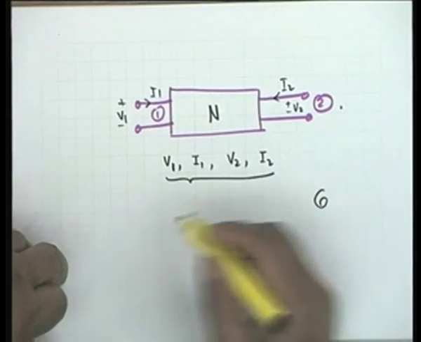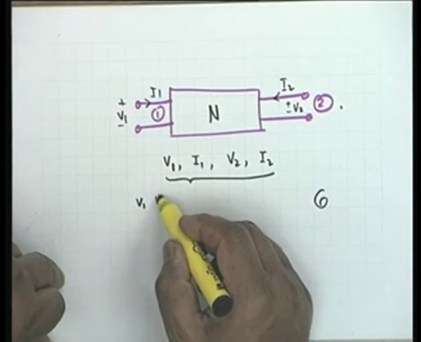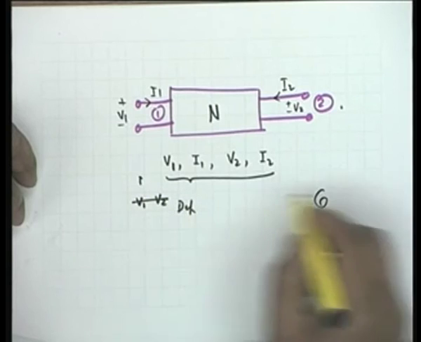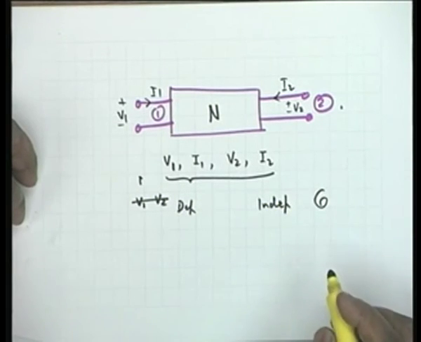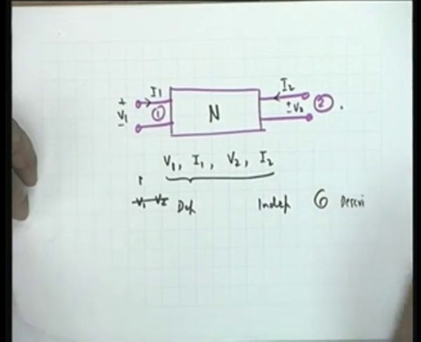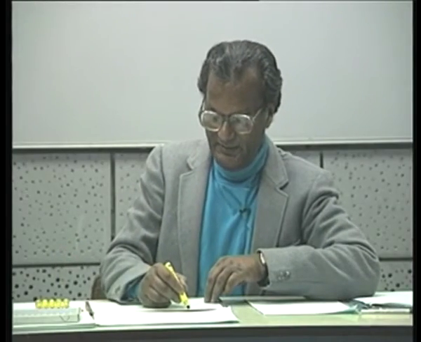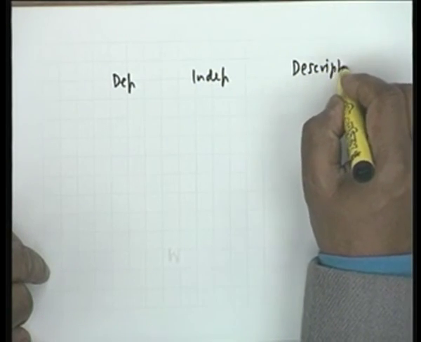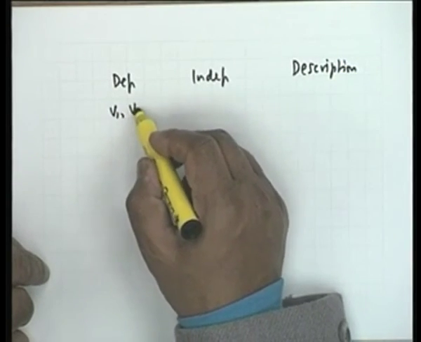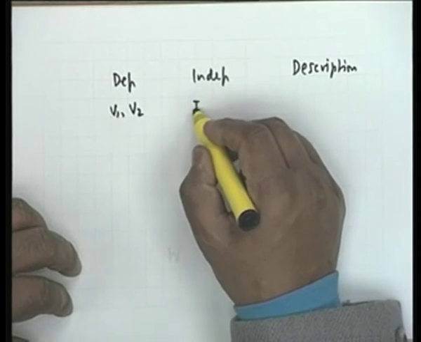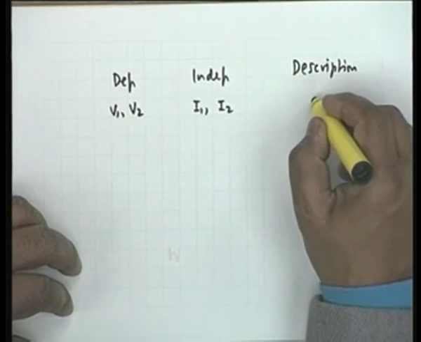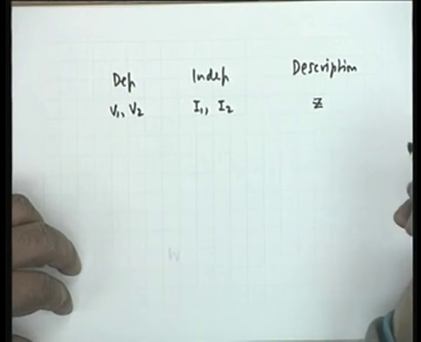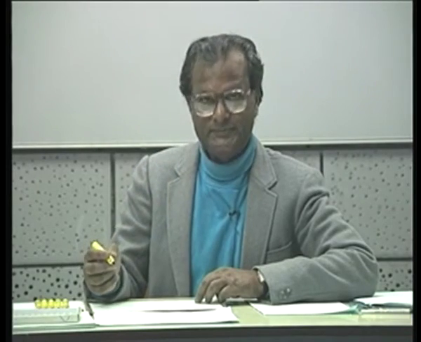And these descriptions are, let me make a table: dependent variables, independent variables, and the description. Let me go to the next page. Dependent, independent and description. Suppose V1 and V2 are dependent variables and independent variables are I1 and I2, then the description that we get are the Z parameters, the so called impedance parameters or open circuit impedance parameters, as we shall see.